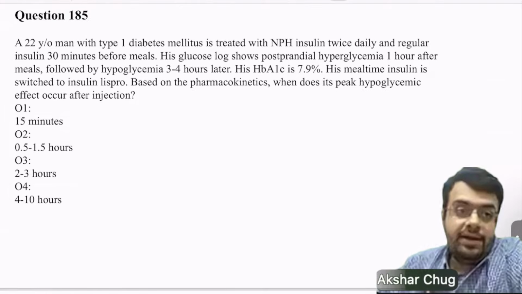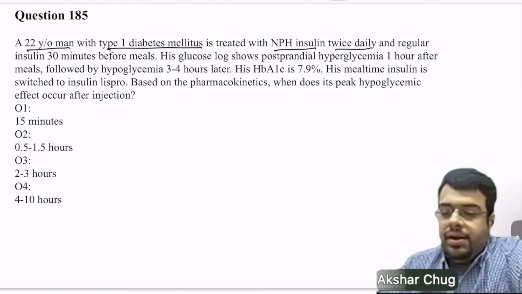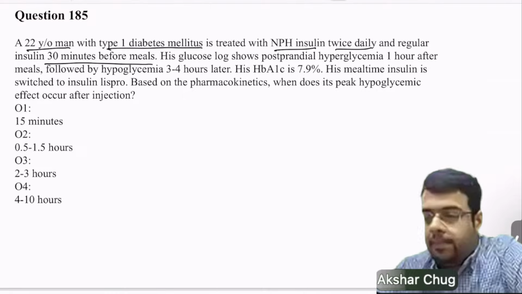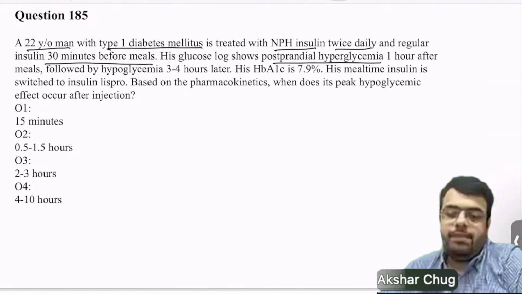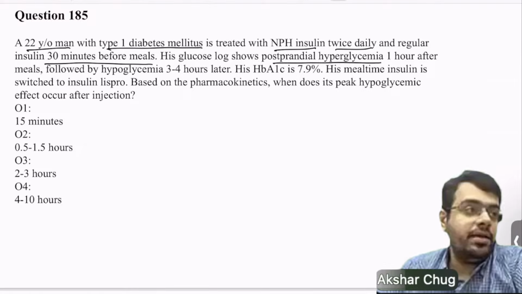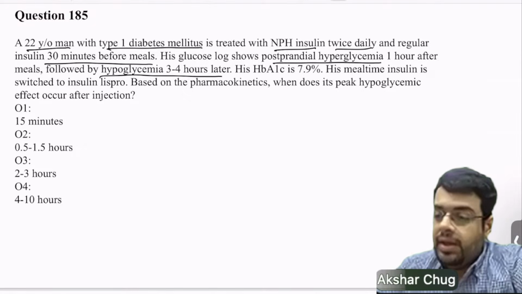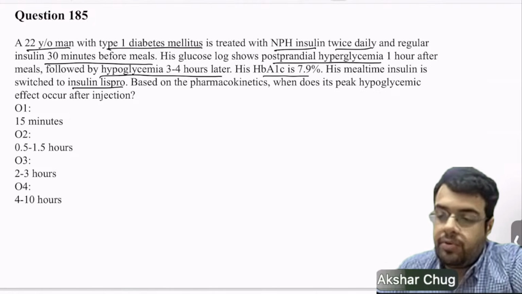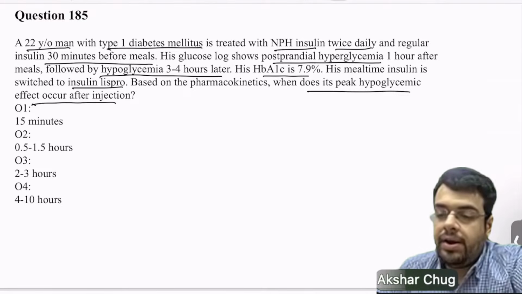Question 185. A 22-year-old man with type 1 diabetes mellitus is treated with NPH insulin twice a day and regular insulin 30 minutes before the meals. His glucose log shows postprandial hyperglycemia 1 hour after the meal, followed by hypoglycemia 3 to 4 hours later. His HbA1c is 7.9. His mealtime insulin is switched to insulin Lispro. Based on the pharmacokinetics, when does the peak hypoglycemic effect occur after the injection?